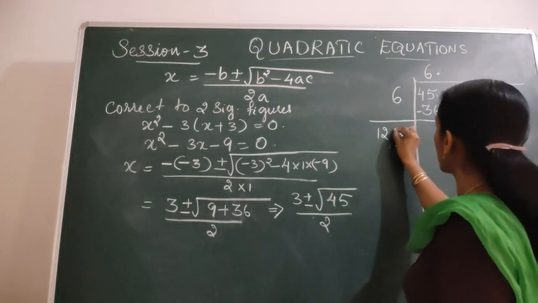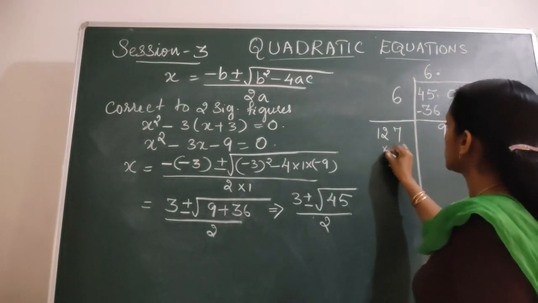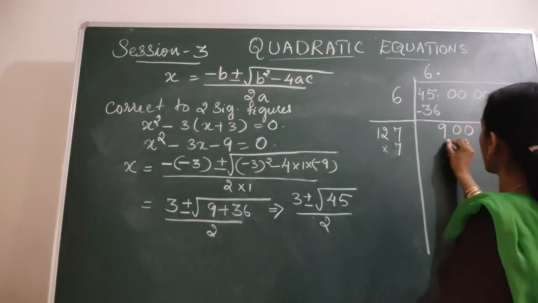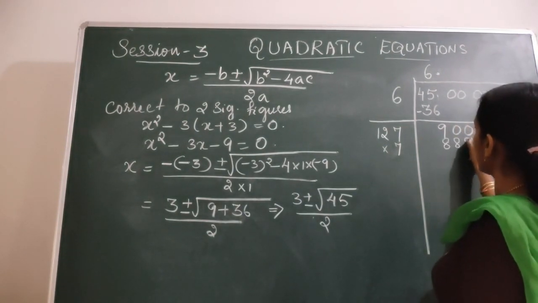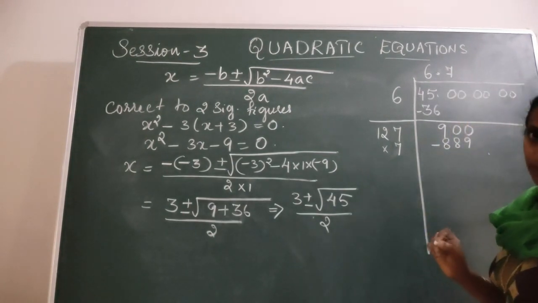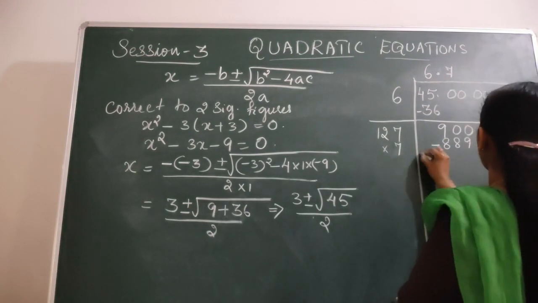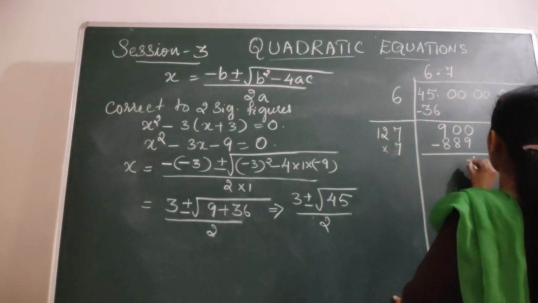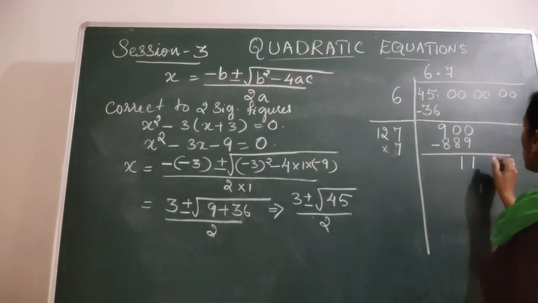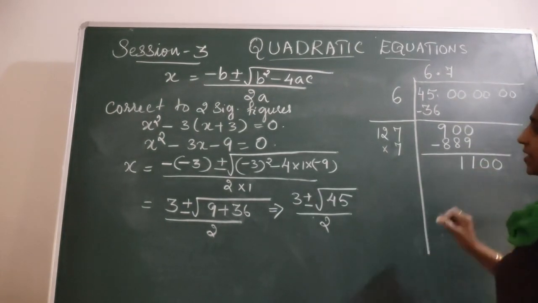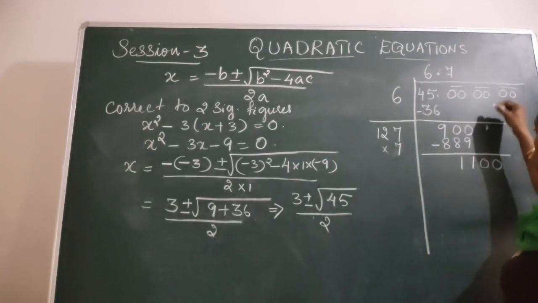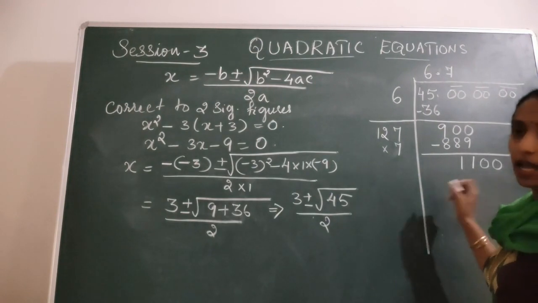So you will multiply it with 7. 127 into 7, and you are getting 889. 889 you will write here, and the 7 you have written here. Then after subtraction you will get 11. Then you will go for 1100. Next group is again 00. So the next group you have taken out is 1100.